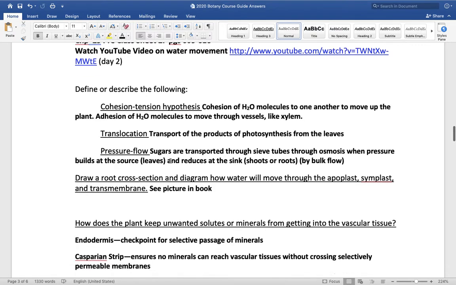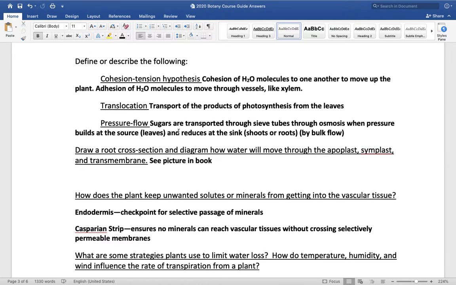29 sheet 2. So we had some definitions. Cohesion tension hypothesis basically goes to water's characteristics, that water has the ability to hydrogen bond to itself. Water has the ability to hydrogen bond to other things. So cohesion is with itself, adhesion is with other things. And you would need both for water to move against gravity from the roots up towards the leaves.